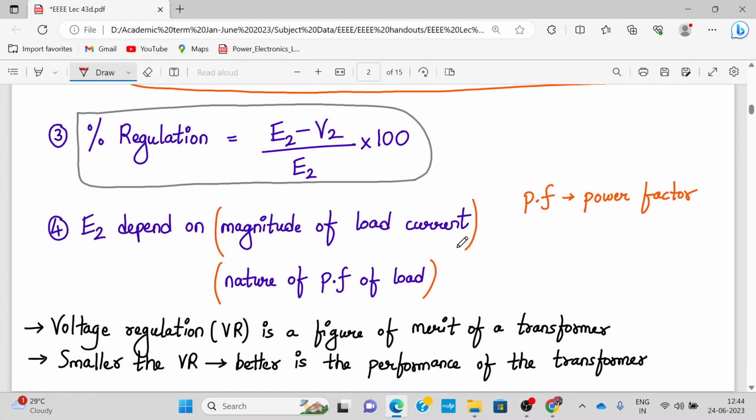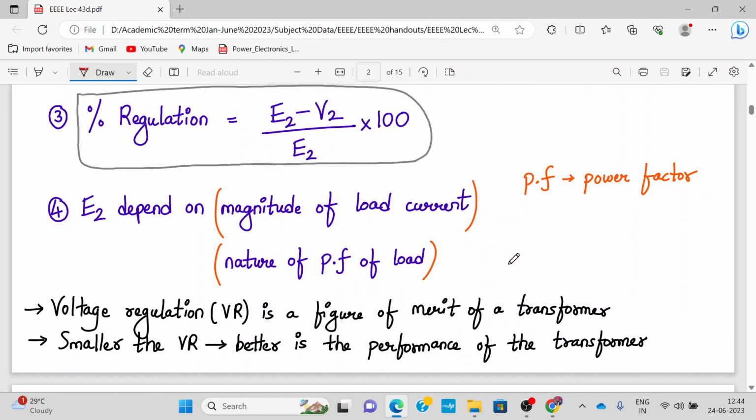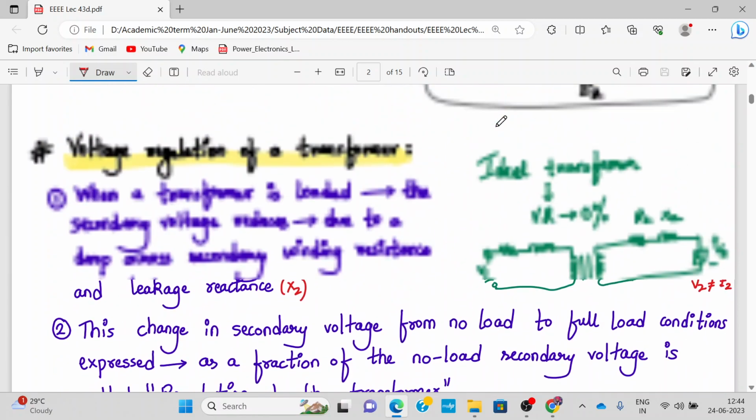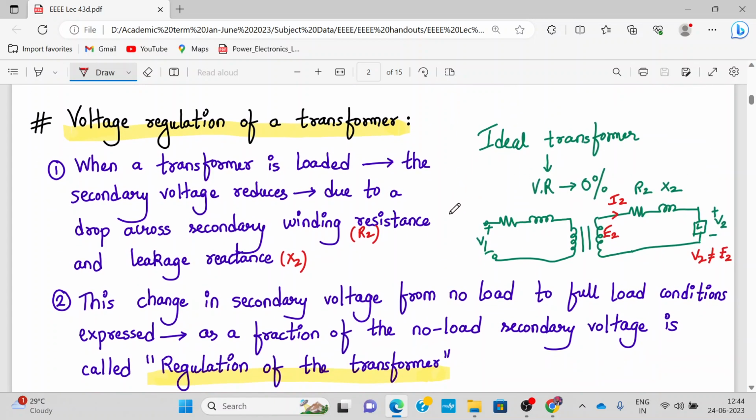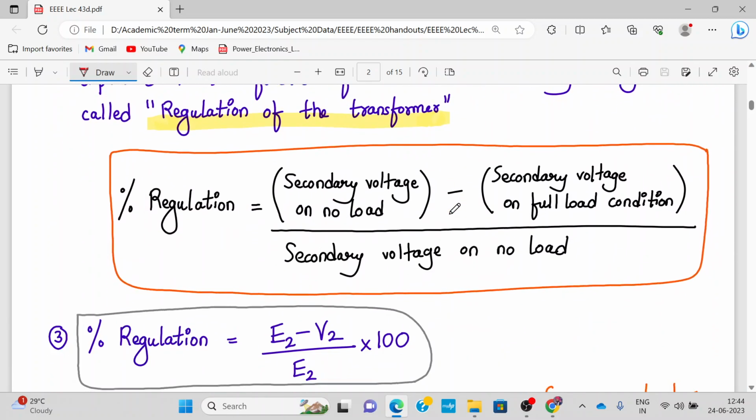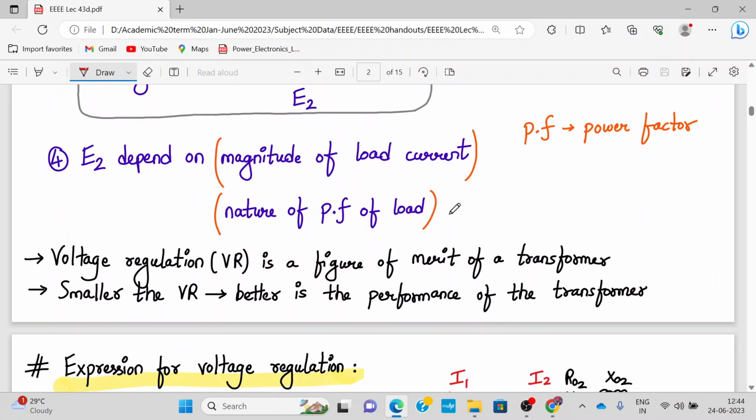Alright. So now this E2, the mutually induced EMF, depends upon the magnitude of the load current and the nature of the power factor. The voltage regulation is the figure of merit of a transformer. Smaller the voltage regulation, better the performance of a transformer. So I hope this topic is clear. So you have to know what is voltage regulation, its definition, and its formula in terms of percentage.